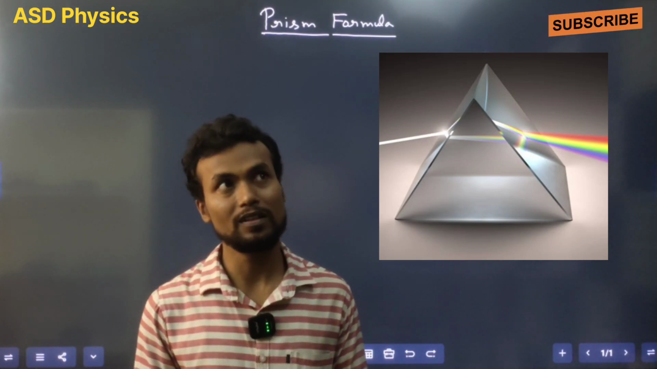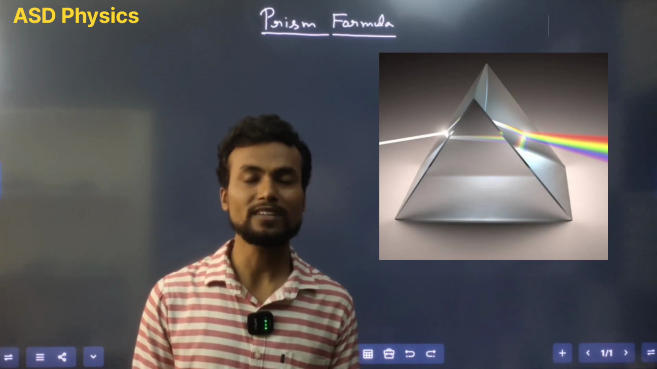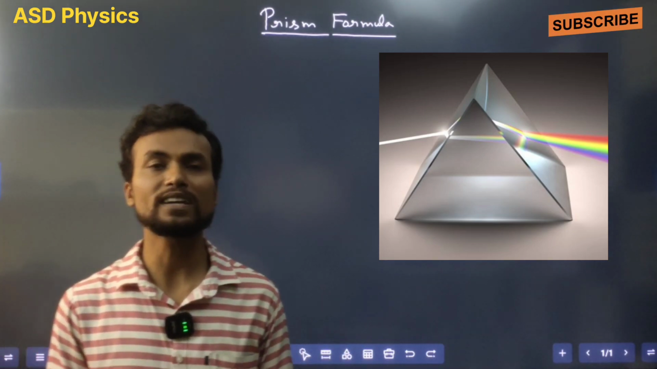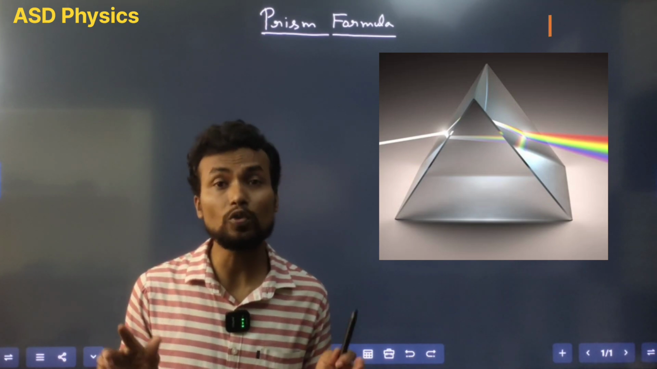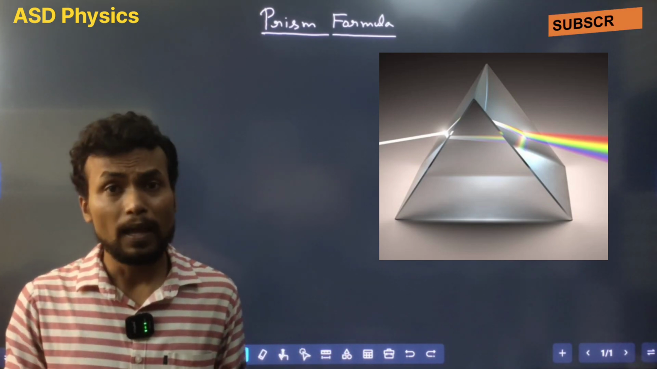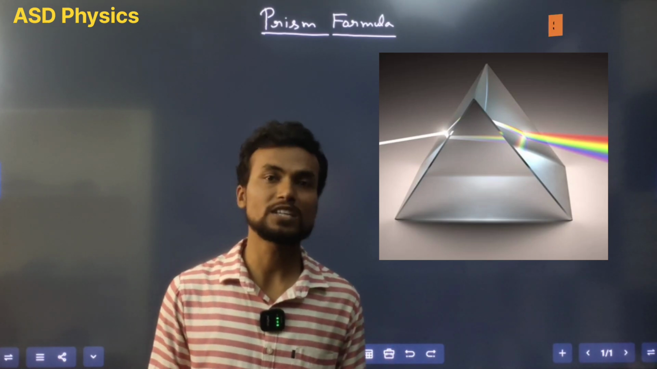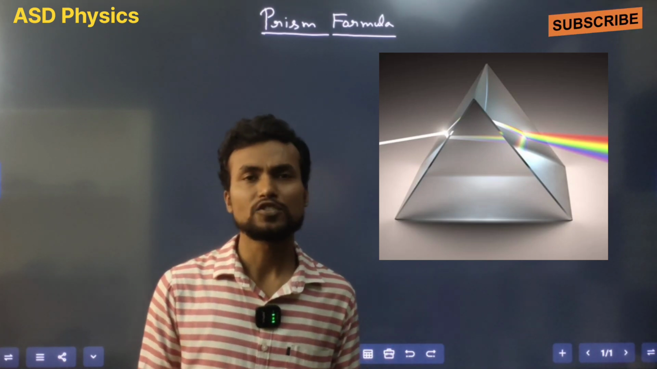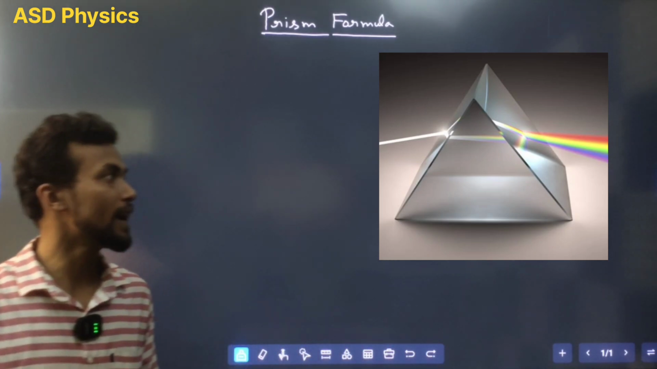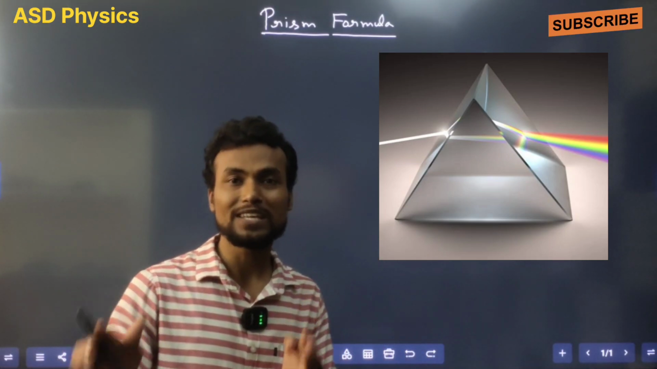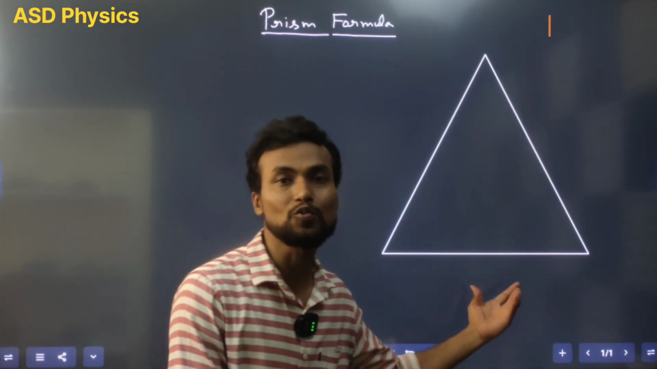Now you may think how the prism will look. The prism is a three-dimensional body. In a prism there will be two refracting surfaces and one base. That will appear on your screen also; you can see the shape of the prism there. We have just taken one prism. I told you the prism is three-dimensional, but here I have taken the two-dimensional shape.